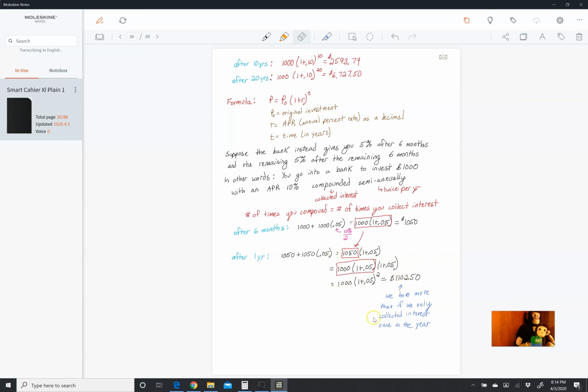The second 6 months, we're collecting 5% on $1,050. So we're collecting extra that we didn't have before. In the other case, it would be as if we collected 5% on 1,000 and then 5% on 1,000 again. Here we're not. We're collecting 5% on 1,000 in the beginning, but then we're collecting the second 5%, not on 1,000, but on 1,050. Okay? So this is because we're collecting interest on interest.